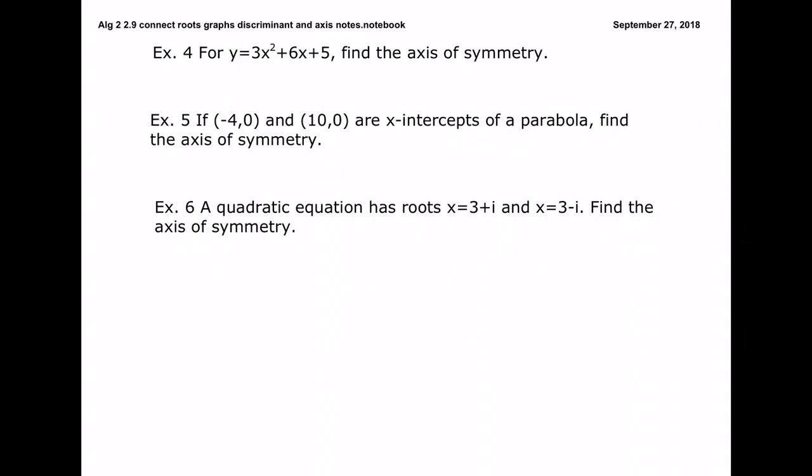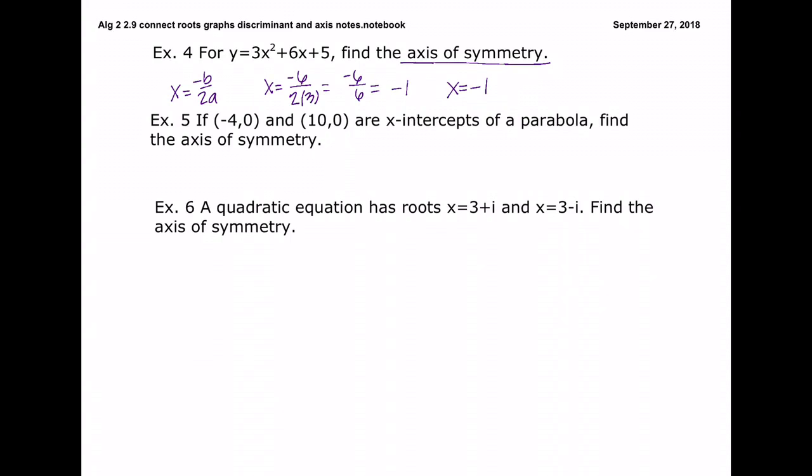Example number 4 says 4y equals 3x squared plus 6x plus 5. Find the axis of symmetry. So because we do not know the roots, we could use x equals negative b over 2a as one of our options. I know my b is 6, so if I do negative 6, put it over 2 times 3, I get negative 6 over 6, which equals negative 1. So my axis of symmetry is at x equals negative 1.